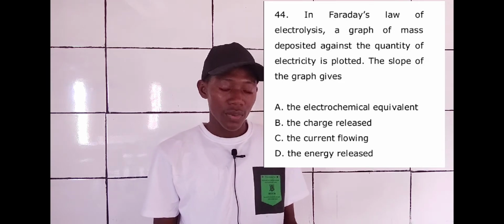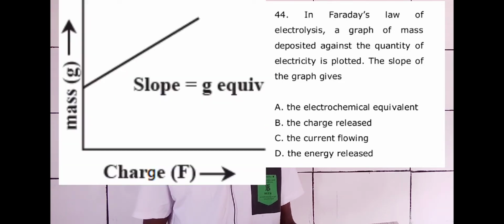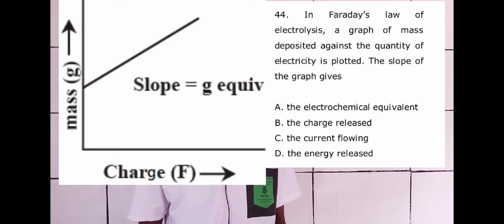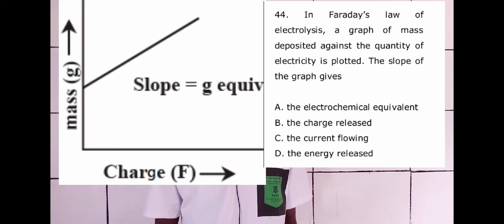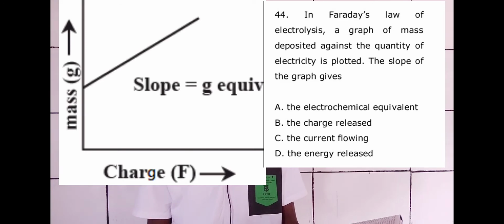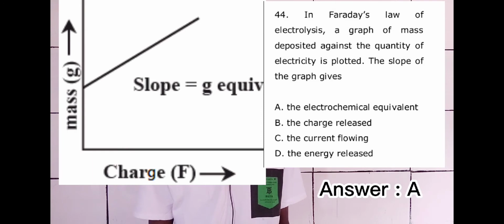So if we look at the graph, we're going to find out that at the base we have the quantity of the electricity that is passing through. We have C, the current flowing, and the energy all put together. And the correct option to this is the electrochemical equivalent, as we have seen from the graph. So the slope represents the electrochemical equivalent. I hope that answers the question.